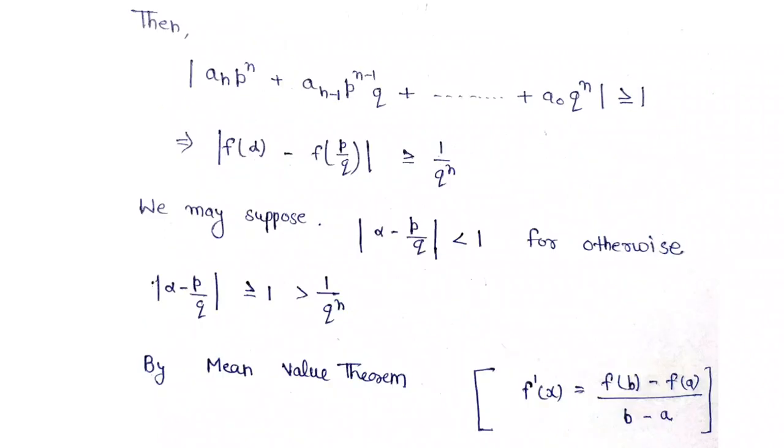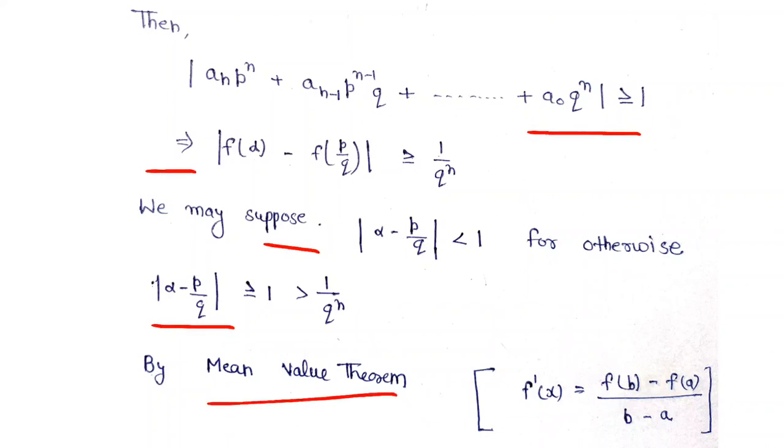Then mod of a_n p^n plus a_(n-1) p^(n-1) q plus up to a_0 q^n is greater than or equal to 1. This implies mod of f of alpha minus f of p by q is greater than or equal to 1 upon q^n. We may suppose mod of alpha minus p by q is less than 1, for otherwise mod of alpha minus p by q is greater than or equal to 1, which is greater than 1 upon q^n.